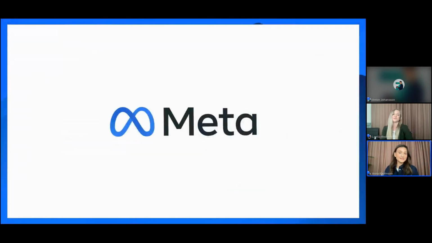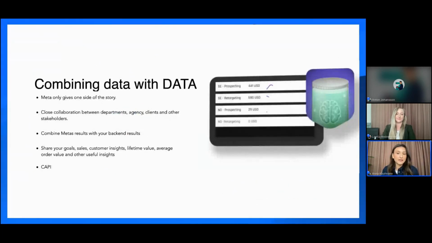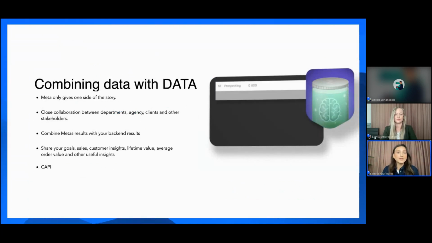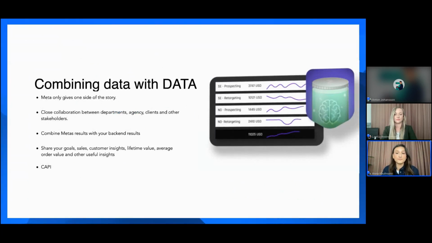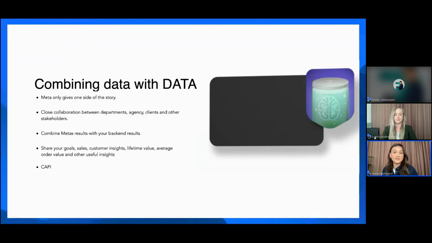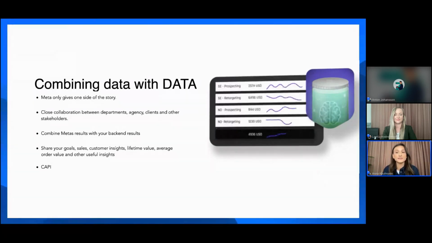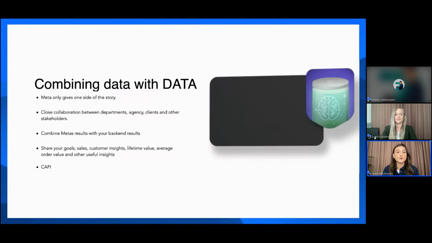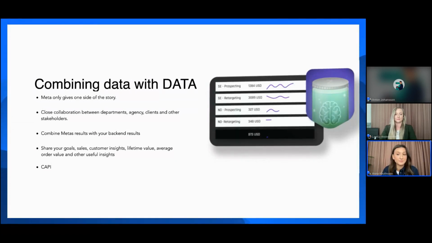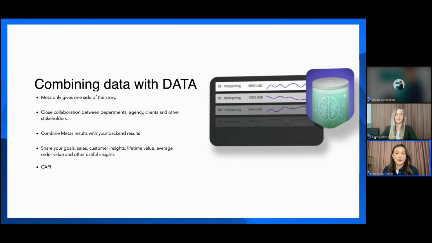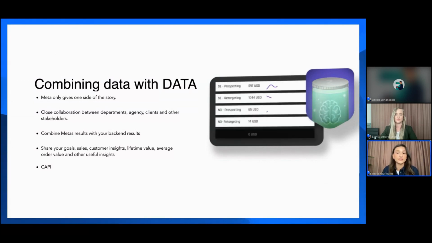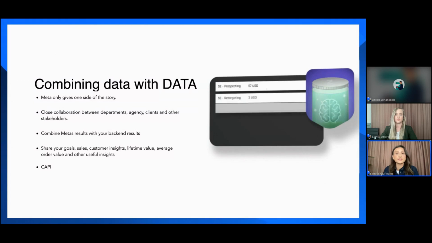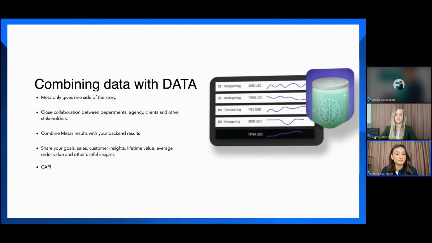Yeah, so let's start with Meta. Combining data with data. Let's jump into the subject on everybody's mind, measurement. Meta only gives one side of the story. A close collaboration between departments, agency, clients, and other stakeholders is therefore crucial in getting the whole image. You cannot only rely on Meta's data or Google's data. You need to combine your backend insights with the results you can see on the social media platforms.